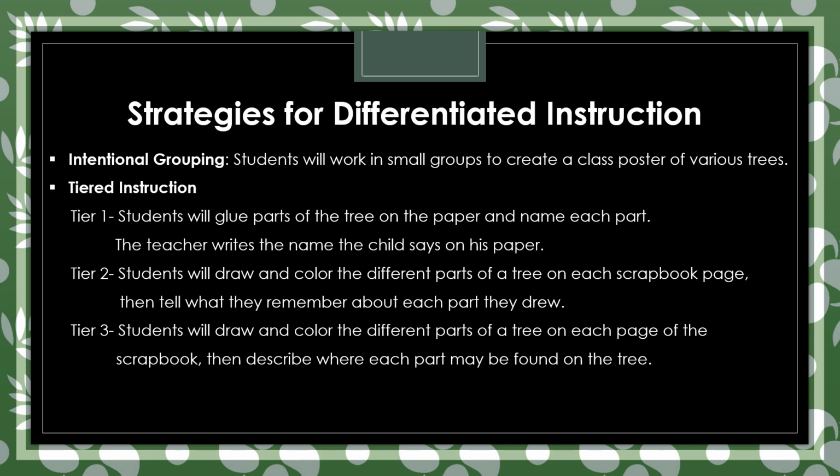For Tier 2, we could have students draw and color the different parts of a tree on the page of their scrapbook, then tell what they remember about each part they drew. Or students in Tier 3 could draw and color the different parts of the tree, then describe what each part is or where each part may be found on the tree.